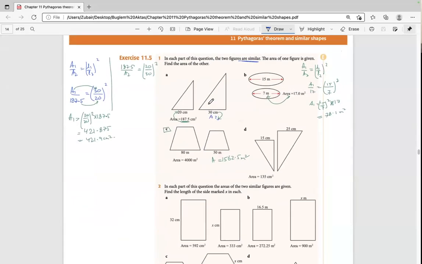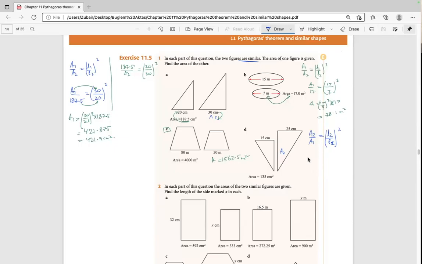We did till 1C. So 1D. Area of the second one is missing. Let me label it A2. If I write A2 by A1 is equal to L2 by L1 whole squared, is there any issue? We used to write 1 first, but now I'm writing 2 first. No.